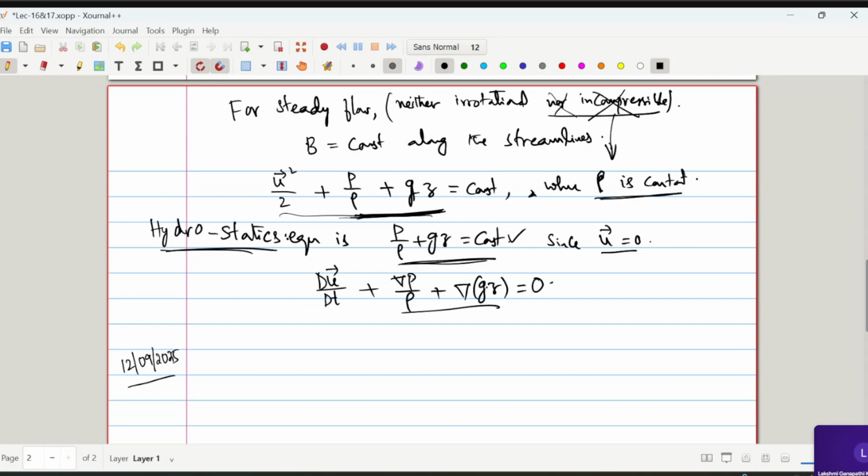Another advantage of this hydrostatic thing is p by rho plus gz equal to 0. That will give you some applications like Archimedes principle. One or two examples I'll come back and do. Before that, let me check.